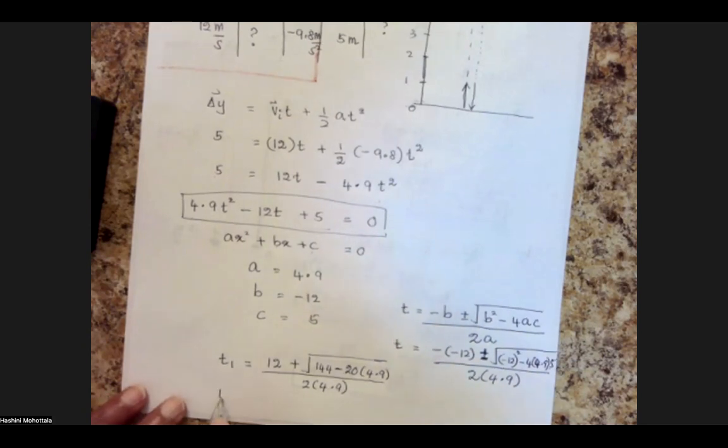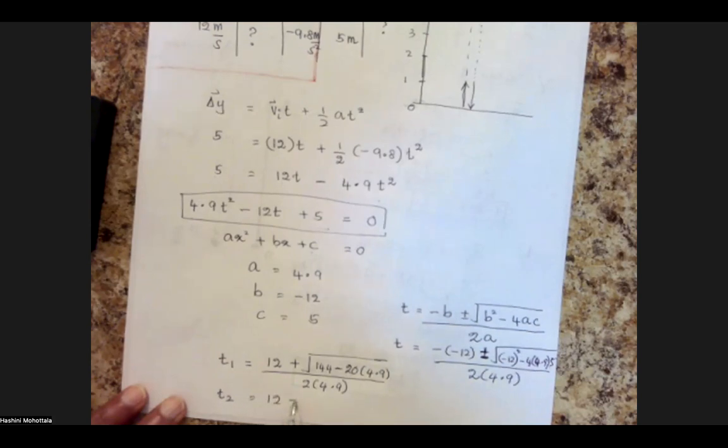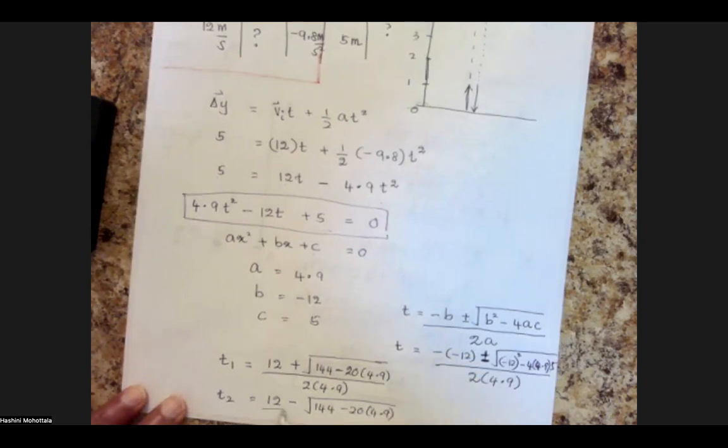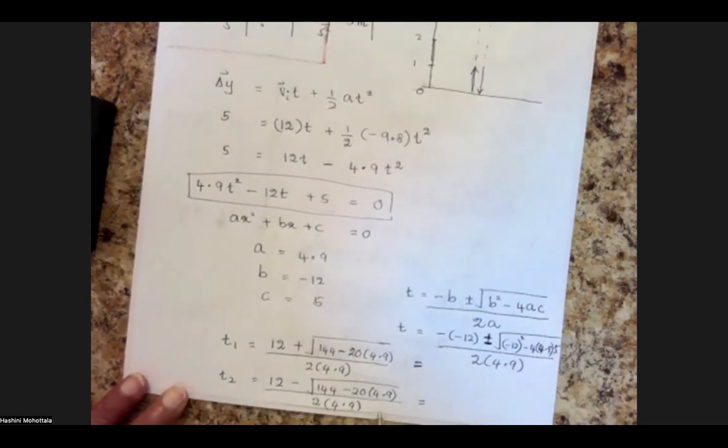And then for the second solution, I am choosing the negative sign here. There you have it: 12 minus the square root of 144 minus 20 times 4.9, and then divided by 2 times 4.9. So one equation, two solutions. The top solution should give a value above 1.22, and the second solution, down here, will give a value below 1.22.